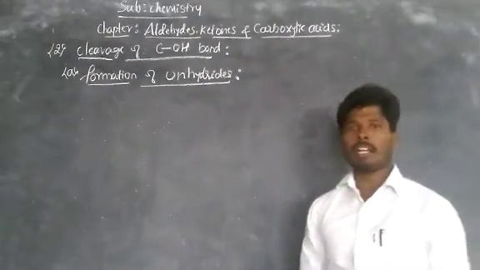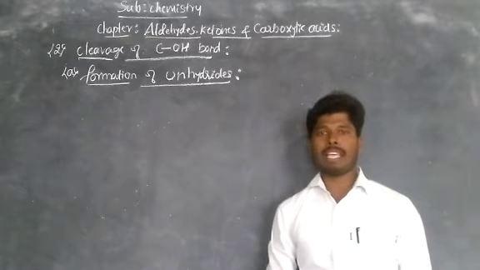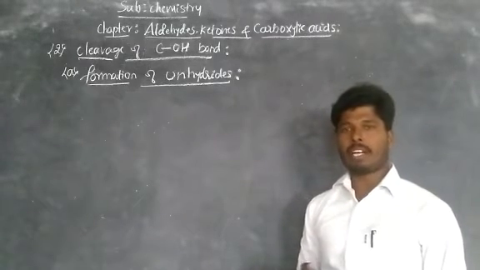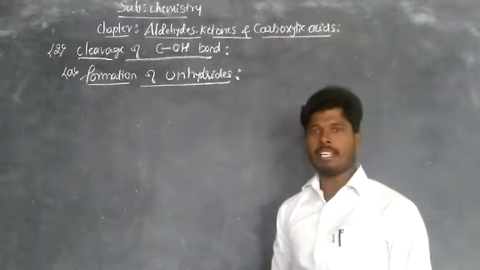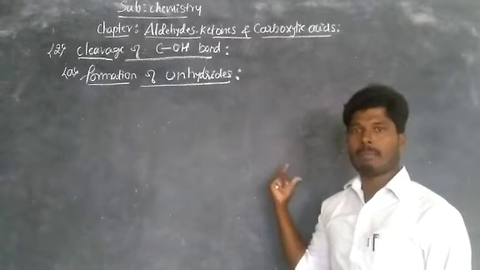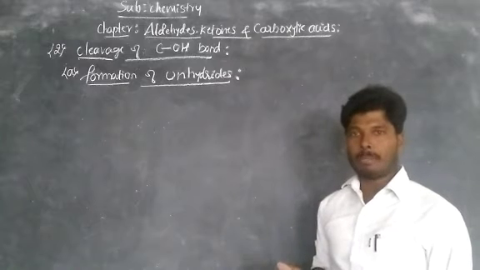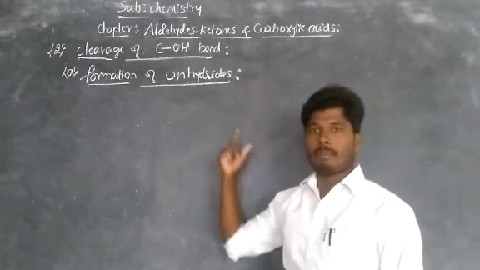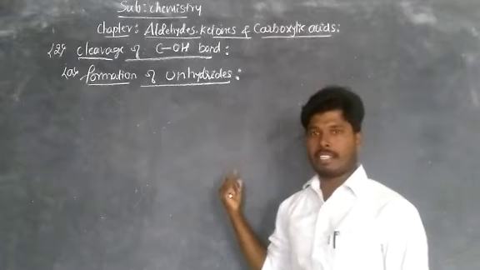To form anhydrides, when a carboxylic acid is treated with phosphorus pentoxide or concentrated sulfuric acid, on heating, anhydrides are formed by elimination of a water molecule. It means they undergo dehydration. That process we call formation of anhydrides.